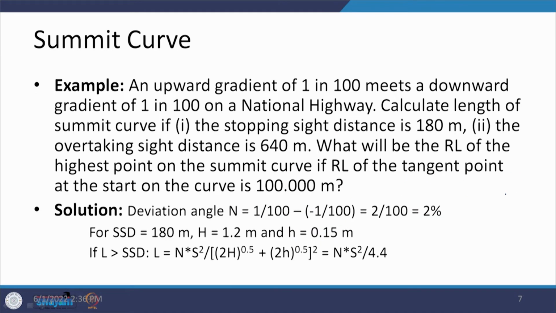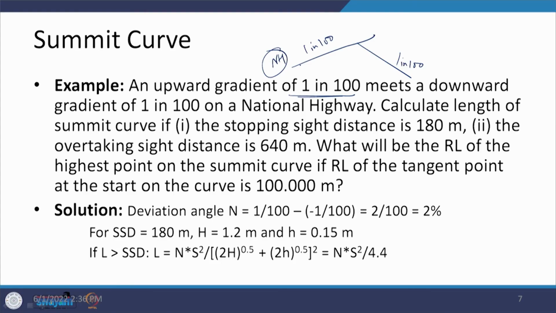Now, let us have an example here. We have been provided with an upgradient of 1 in 100, and it meets a downgrade again of 1 in 100. This is being defined as a national highway. Once you are talking about a national highway, and if the terrain is also defined, you can very easily find out the design speed for it, and for that design speed, you can calculate the values of SSD and OSD if they have not been given to you.